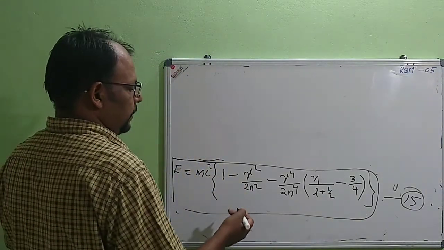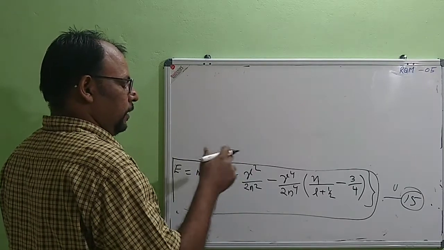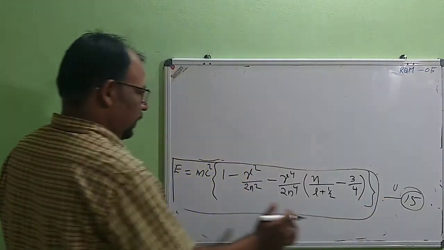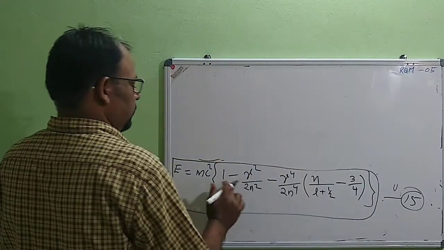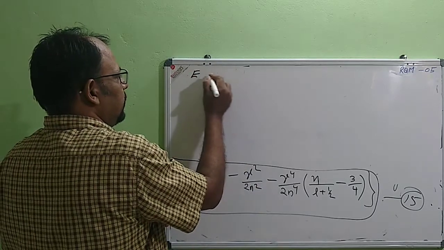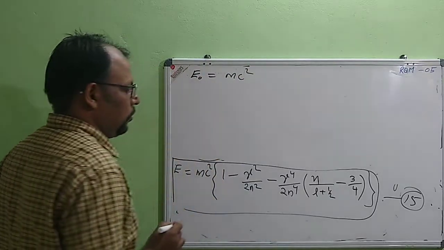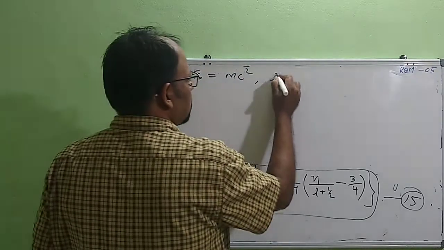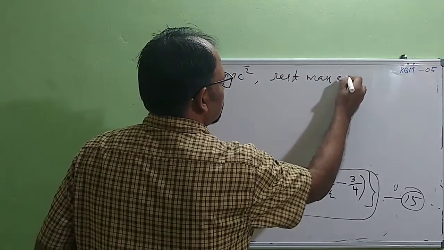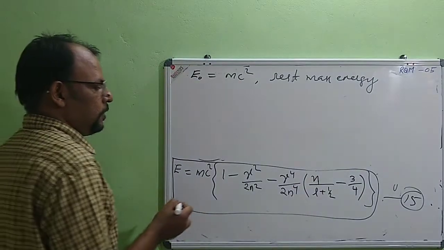In relativistic case, we have obtained an equation for non-relativistic case. This is for a relativistic case, and here we are having three terms. I will discuss each term separately. First, I take the term E equal to mc square. First term I am writing it as E0. E0 equal to mc square, which represents the rest mass energy. First term E equal to mc square represents the rest mass energy.